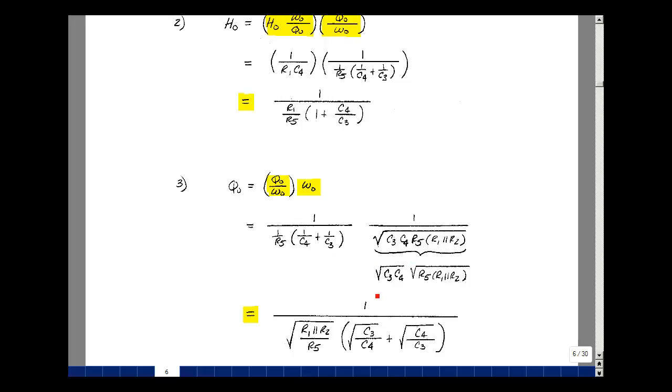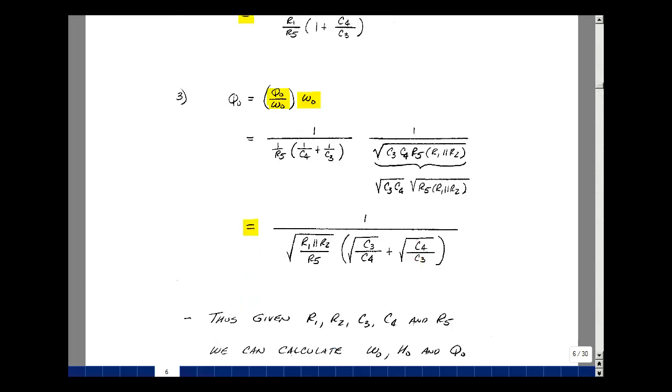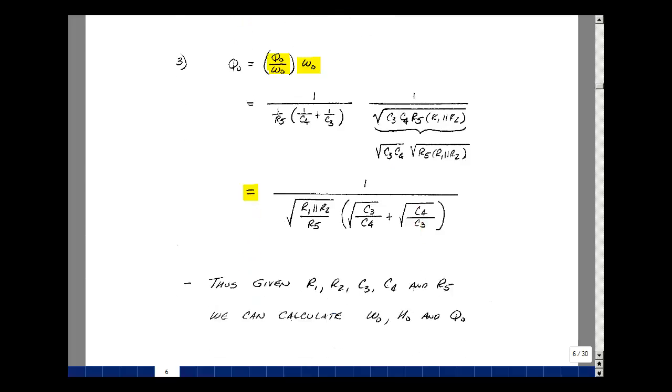Then I rewrite this as the square root of C3, C4 times the square root of R5 times R1 in parallel with R2. Let's multiply this term over here. You can write this as the square root of R5 squared. That's going to cancel this numerator R5, and we're left with just an R5 in the denominator, times R1 in parallel with R2. Then this term multiplied here, if you think of this as the square root of C4 squared, would cancel one of the C4s, and I get C3 over C4 square root. And likewise over here, if you think of this as the square root of C3 squared, I would then get C4 over C3.